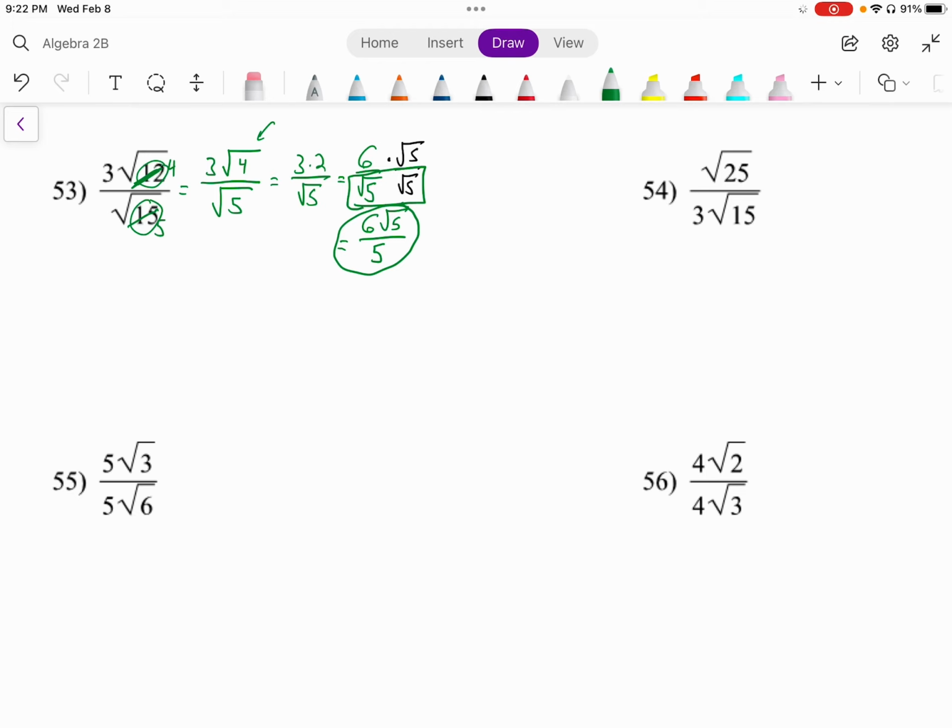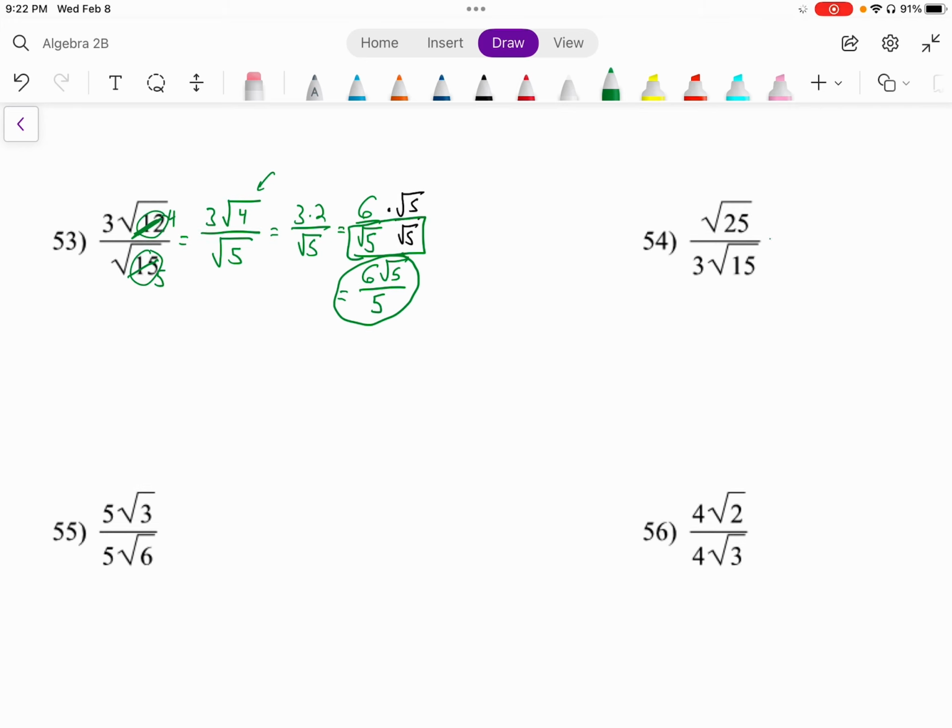Let's come over to 54. We'll do this one. Square root of 25 is just 5. And then we have 3 root 15. 15 doesn't simplify by itself. It doesn't have any perfect squares in it. So what we do is multiply by the square root of 15 over the square root of 15. Now that will give us 5 times the square root of 15 over 3 times, and remember if we multiply these two together, we just get a 15. Well, this is 5 times the square root of 15 over 45.